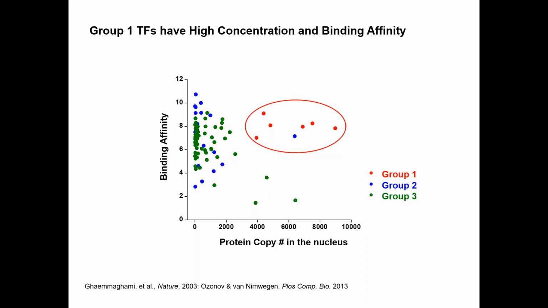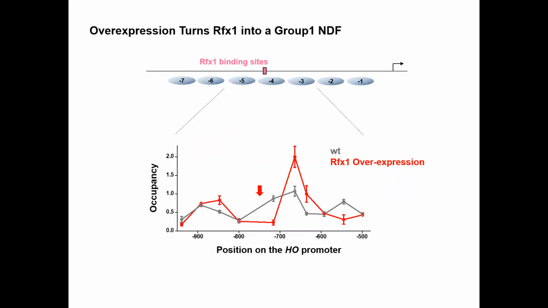To see if that is a reasonable conclusion, we took one of these factors and we overexpressed the heck out of it into this range to see if we can convert that factor into a group 1 factor. And yes, it indeed worked. This is a template that contains a single RFX1 binding site. At the endogenous concentration, it's not able to displace this nucleosome. So you can see 3 well-positioned nucleosomes over this range. But when we overexpress RFX1, you can see a clear gap showing up.